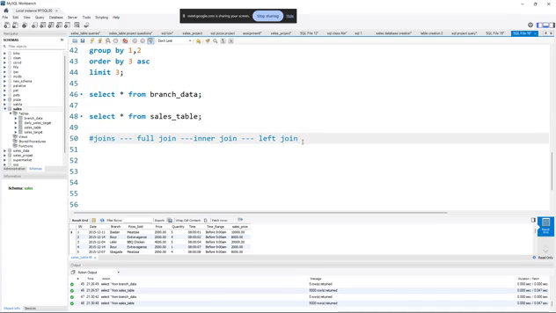So left join is the opposite of right join. In right join, you are putting priority on the second table. That is right join.